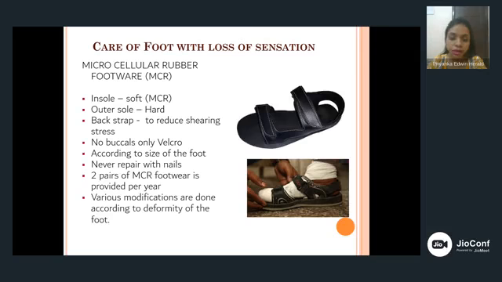These MCR footwear are designed according to the size of the foot. They are never repaired with any kind of nails or metal, and we supply two pairs of MCR footwear in a year to a patient, and according to their deformity, various modifications are done in the MCR. So this is a very important part of the treatment of leprosy patients, that is MCR footwear.